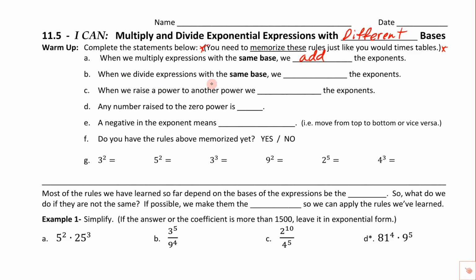When we divide expressions with the same base, we subtract the exponents. We talked about a couple different ways to do that. When we raise a power to another power, we multiply the exponents. And any number raised to the 0 power is 1, and a negative in the exponent means reciprocal.